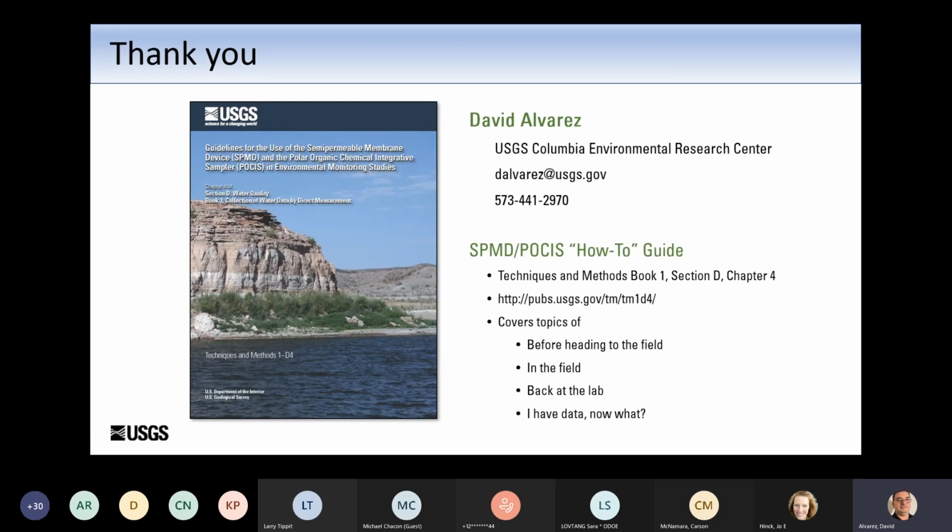Also shown here is a how-to guide we put together back in 2010 that provides tips and items for consideration for using passive samplers. This guide is sort of a cradle to grave, everything from designing a study to going to the field to picking a laboratory to understanding your data. It is tailored towards the SPMD and POCIS, but the information presented in here is largely applicable to about any type of passive sampler you may choose to use.